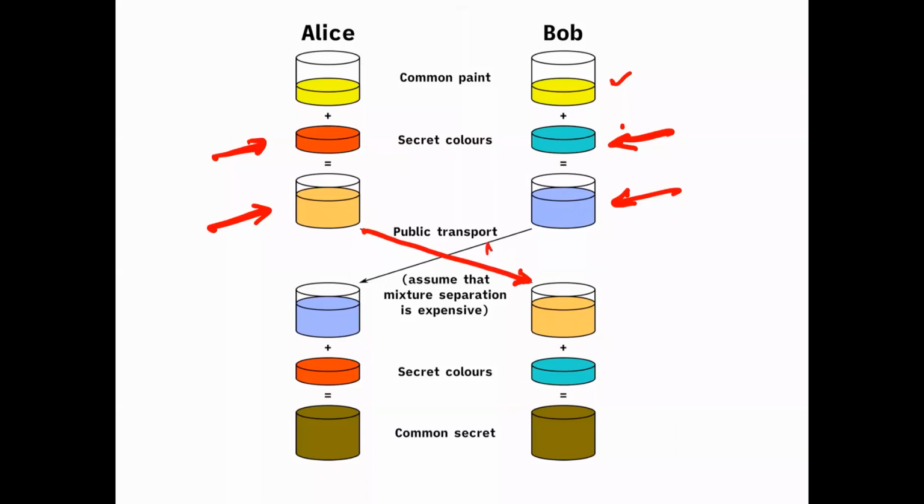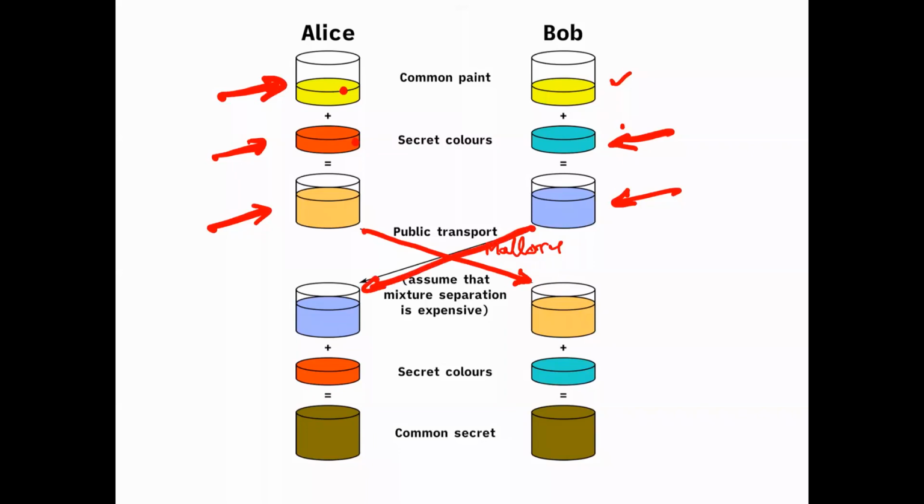If, say for example, Mallory sees it, Mallory cannot separate out a red color and yellow color out of this. Although yellow is common knowledge, yet she cannot separate red out of it. Okay, all right. Similarly, Bob sends this light blue color here.